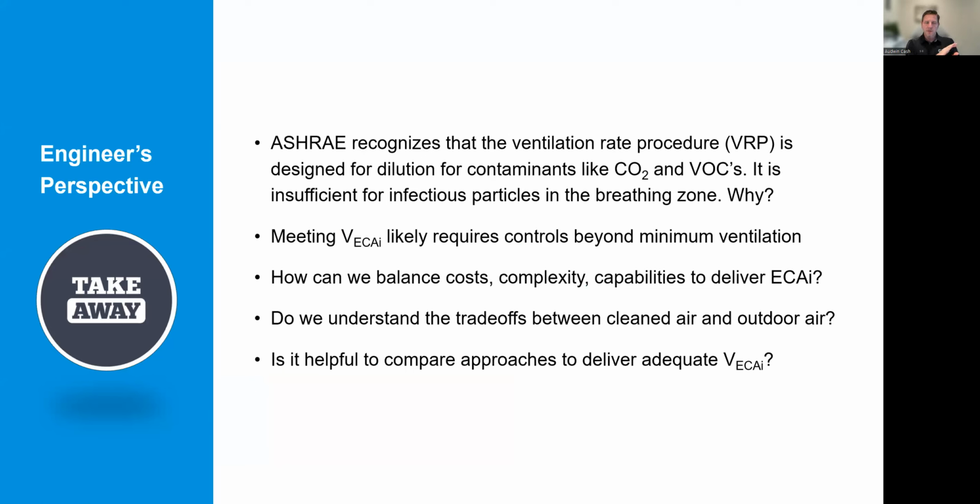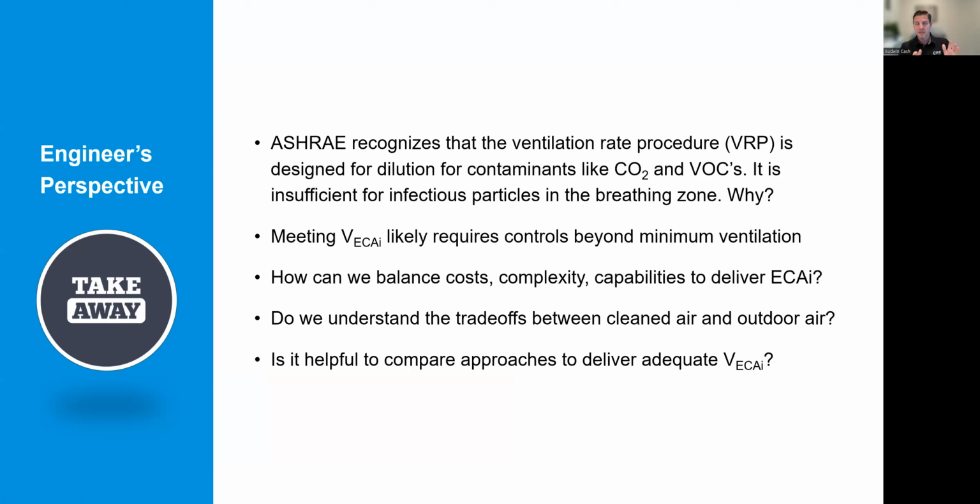Quick takeaway before we get into them. ASHRAE recognizes that you first have to follow the ventilation rate procedure. That's really important because that handles contaminants like CO2 and VOCs. This is not an outdoor air reduction strategy at all. It is about a supplement to the existing ventilation. Meeting this requirement requires controls beyond the minimum ventilation.